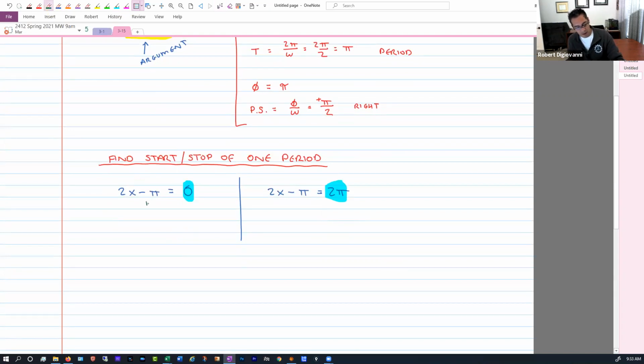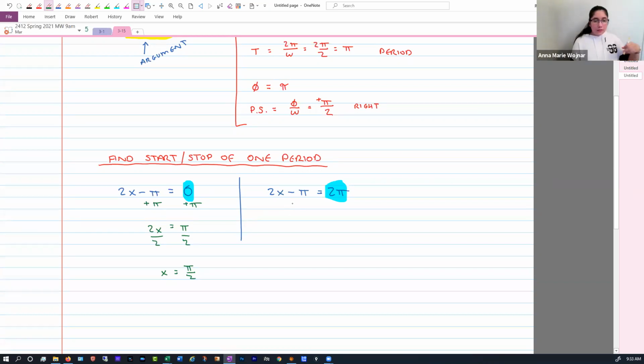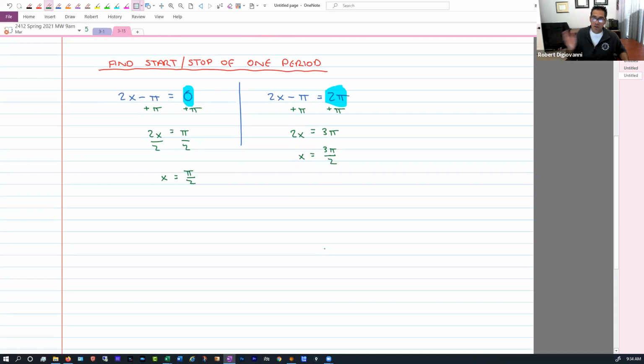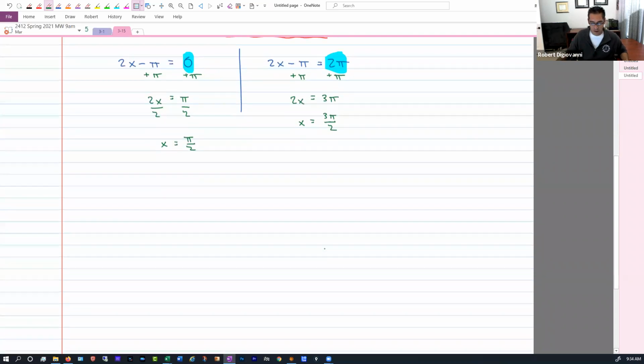Okay, so when I solve this for x, I add pi to both sides. So I get 2x equals pi. And then I divide both sides by 2. And I get pi over 2. Now I go to the other one and I do the same thing. I add pi. So now we have 2x equals 2 pi plus pi is 3 pi. And I divide by 2, I get 3 pi over 2. Like that. And that should correspond to my starting and stopping points.